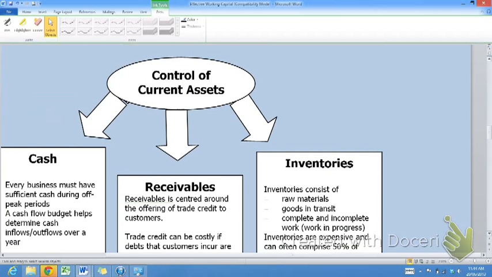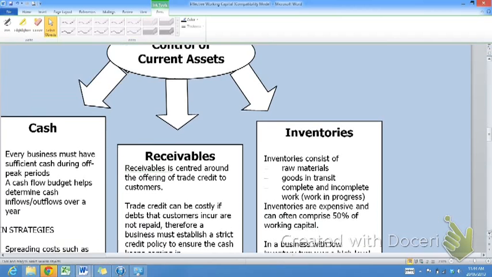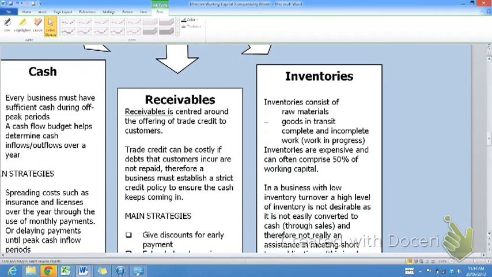Okay, so we can see that our three main current assets are cash, receivables and inventories. How do we improve our cash? Well, every business should have a cash budget. So if you plan out, you can actually detect when you're going to have high amounts of cash within the month and when you're going to have low amounts of cash. Why would you do this?